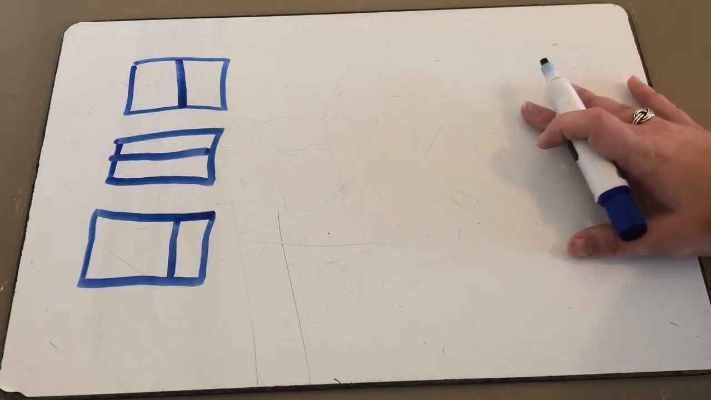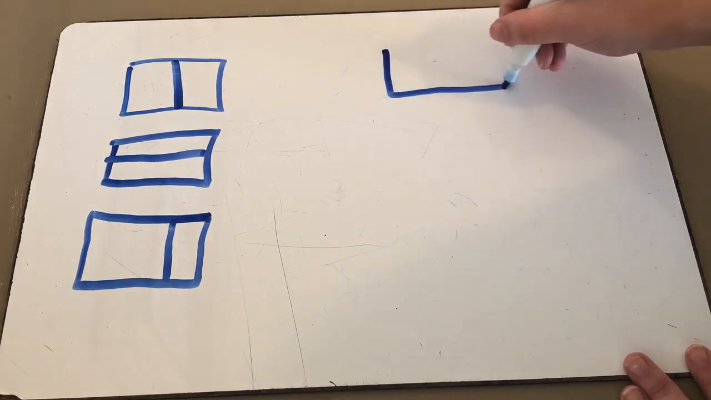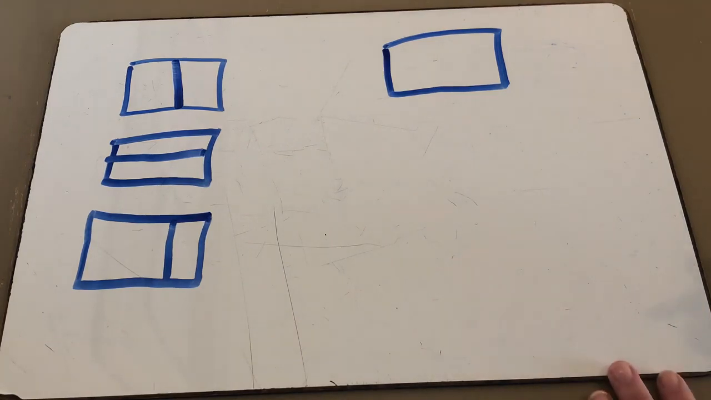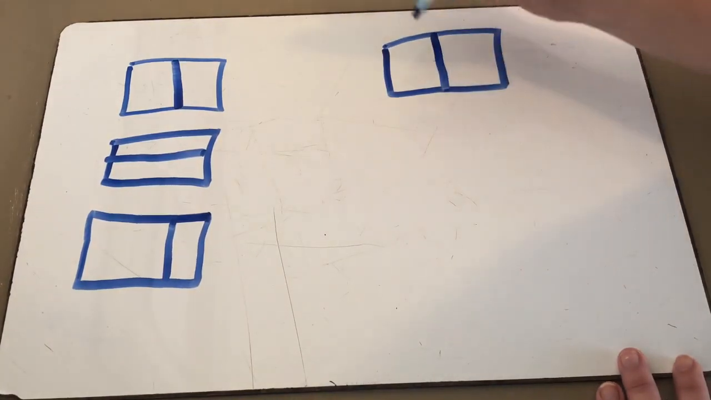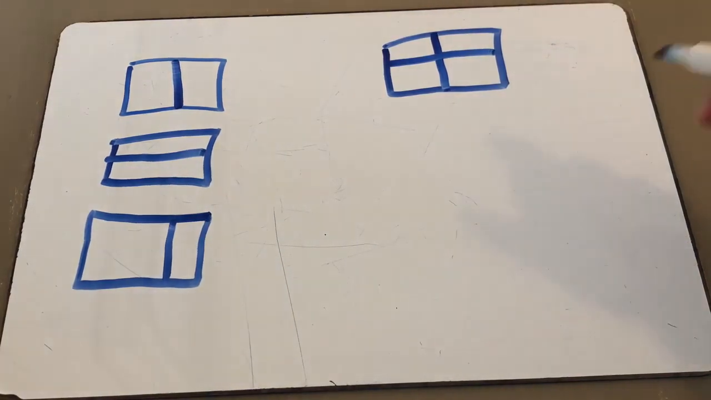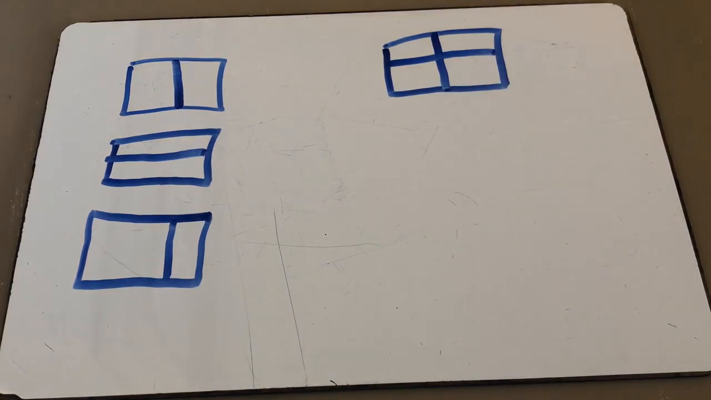Now, let's work on identifying fourths. Let's look at this rectangle right here. In fourths, I'm going to cut it into four equal pieces. Let's watch. Here I have four pieces, 1, 2, 3, 4, and they are equal in size, meaning they are the same size. How do we know something is cut into fourths?